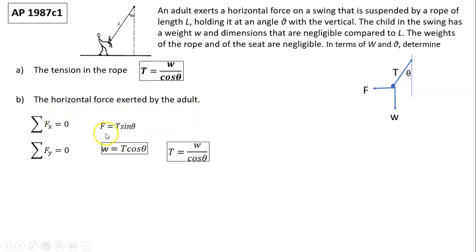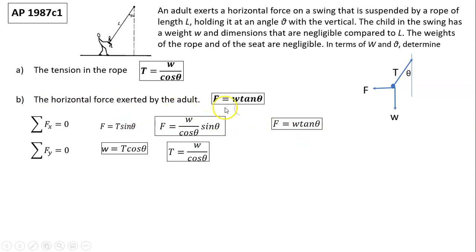Now, in order to find F, we need to substitute tension in this equation. So F equals W over cosine theta times sine theta. Now, we all know sine theta divided by cosine theta equals tangent theta. So the horizontal force exerted by the adult is F equals W tangent theta. So both are in terms of W and theta.